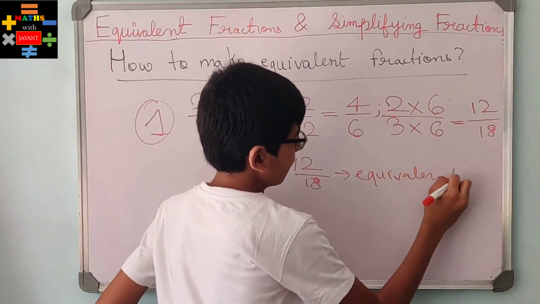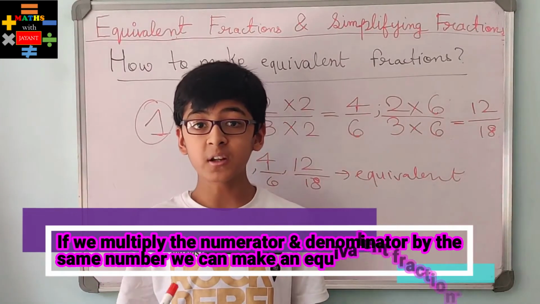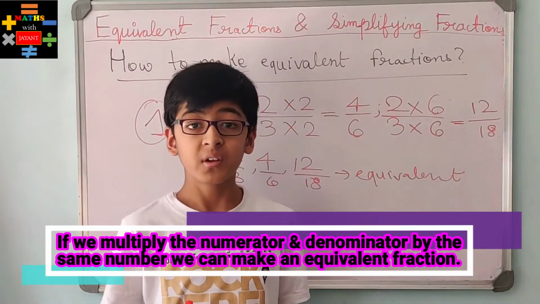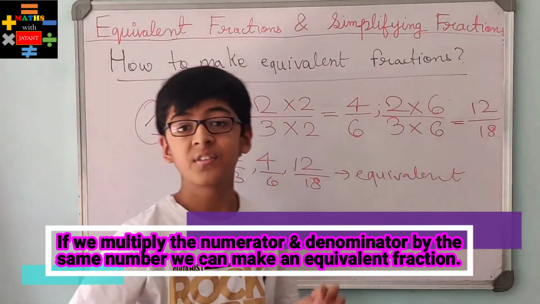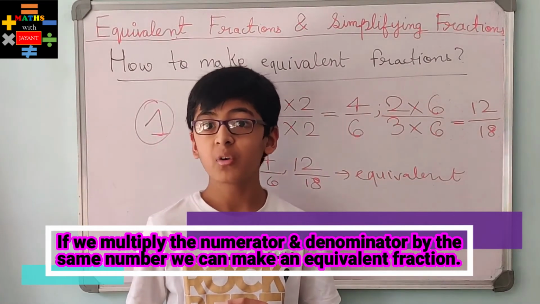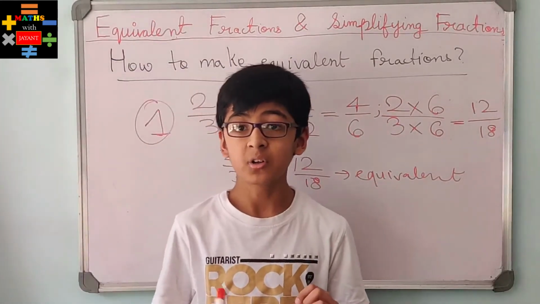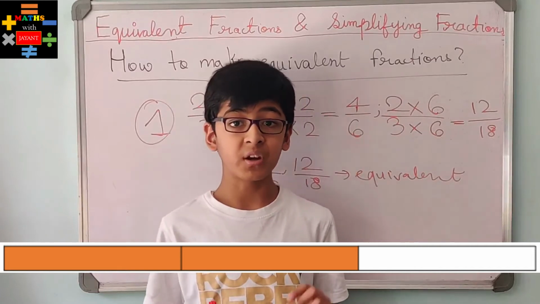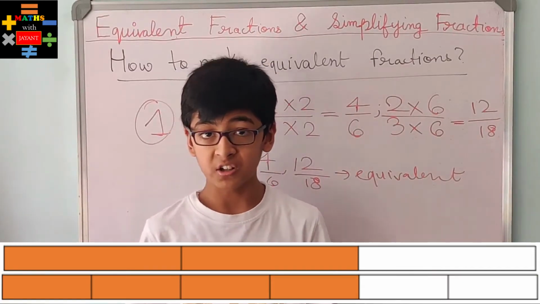So like this, the first way we got to know: if we multiply the numerator and the denominator both by the same number, then the fractions are going to be equivalent. And you can even prove it: 2 by 3 is 2 parts out of 3 and 4 by 6 is 4 parts out of 6. They both have equal parts shaded.